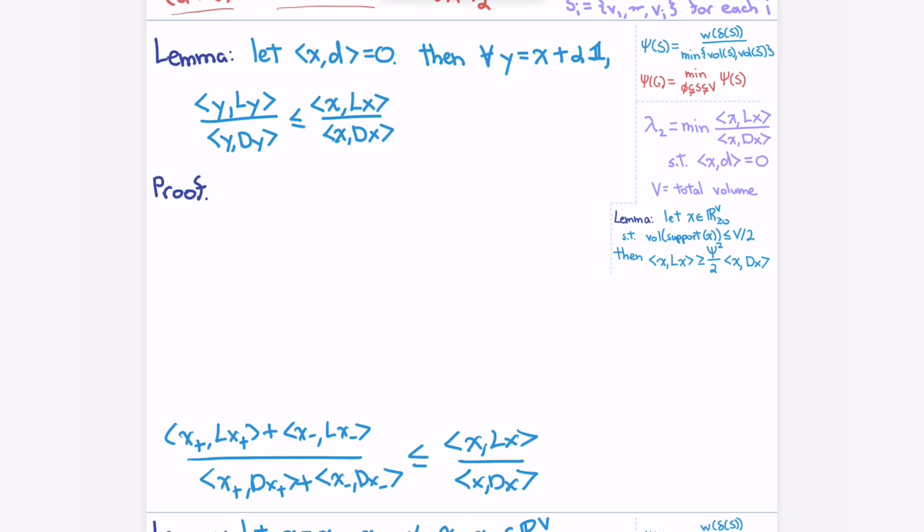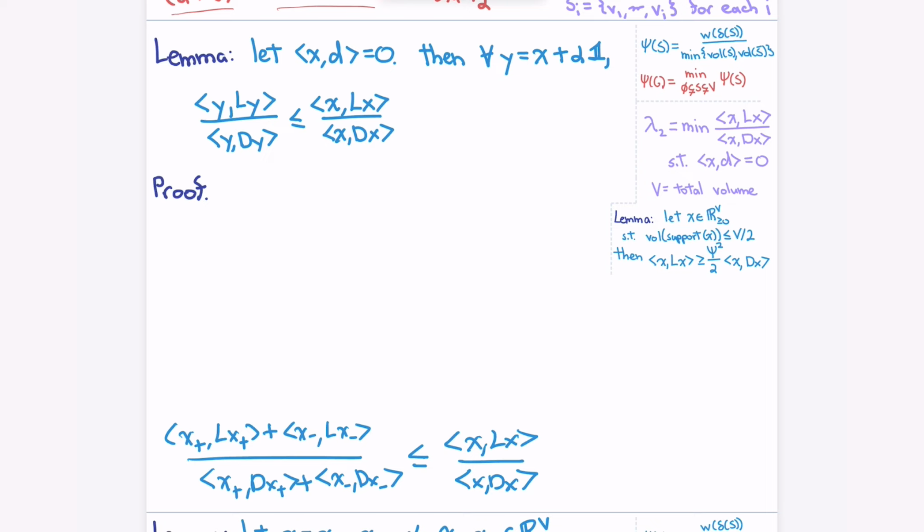Why? So you take x, and you want to do this x plus, x minus split, but it's not balanced. So you take x and you increase or decrease all of the coordinates until half of them by volume have positive coordinate, and half of them by volume have negative coordinate. Then when you split it up into x plus and x minus, the support of each side has at most half the graph in its volume. And then you can apply our previous lemma. Okay, so those are our two lemmas.